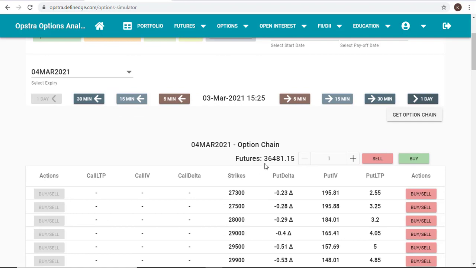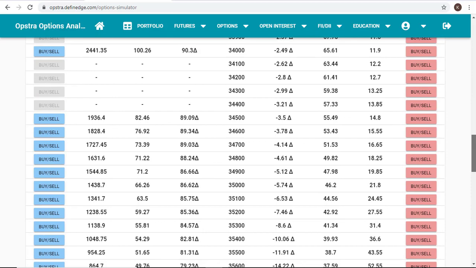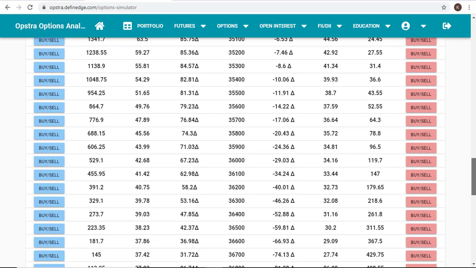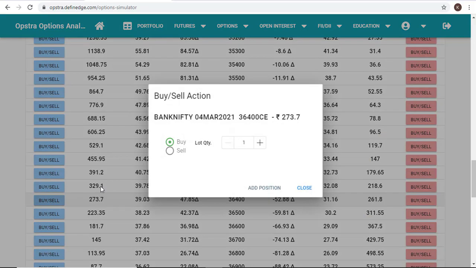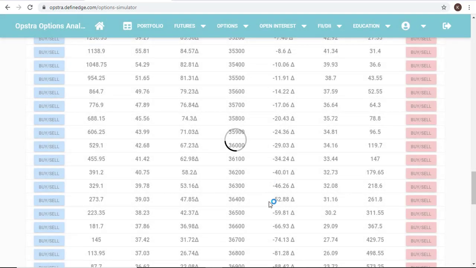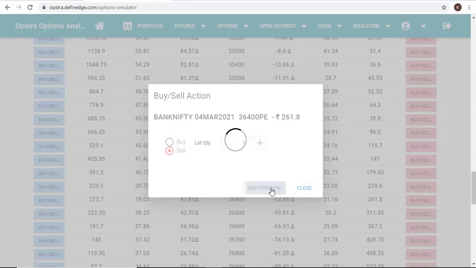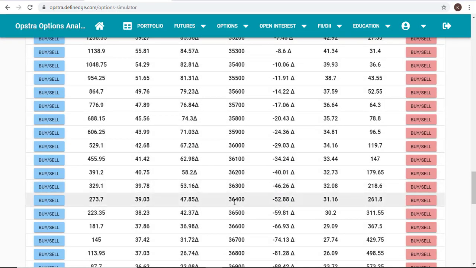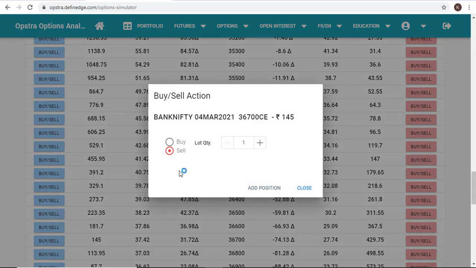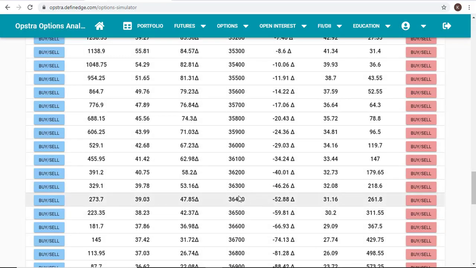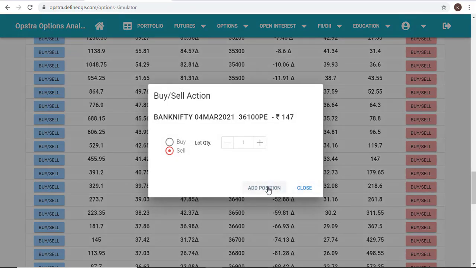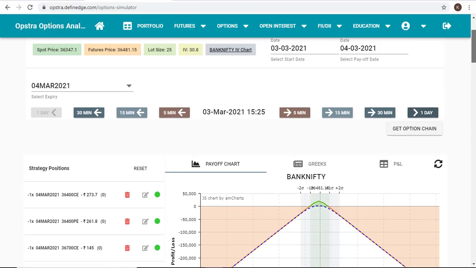At 3:25 Bank Nifty futures was trading around 36,481. So somewhere around 36,400 it is at the money. So we will sell the at the money call and the at the money put. That was the straddle strategy. But for strangle, we will sell the 36,700 call and the 36,100 put, and see what happens.